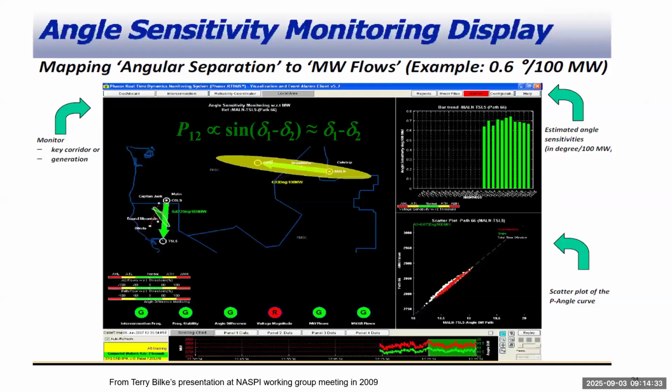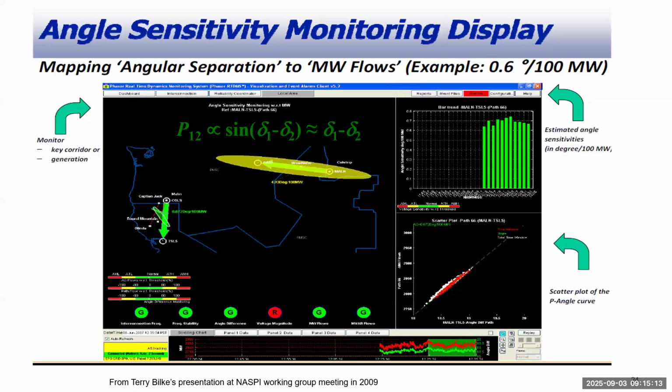So I will use this as a practical example to show how we can utilize the simple conclusion we got from previous slides. We utilize angle sensitivity to monitor the energy exchange between two substations. This is a screenshot of real-time monitoring software, which collects data at different substations. And it draws the arrow that indicates the energy change. So this one tells the energy is coming from the left substation to the right substation. So you see the large arrow.